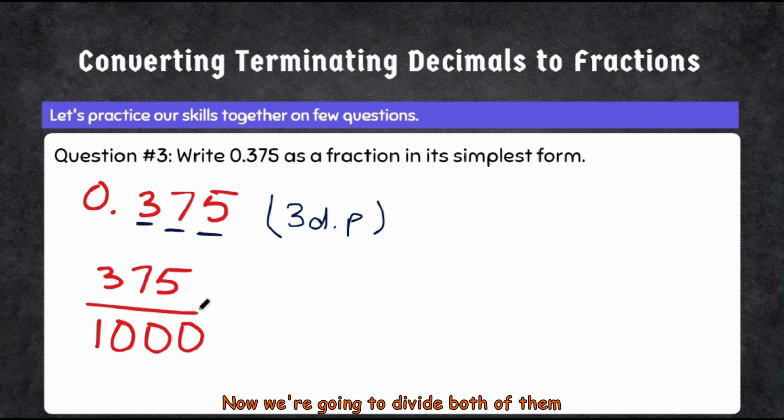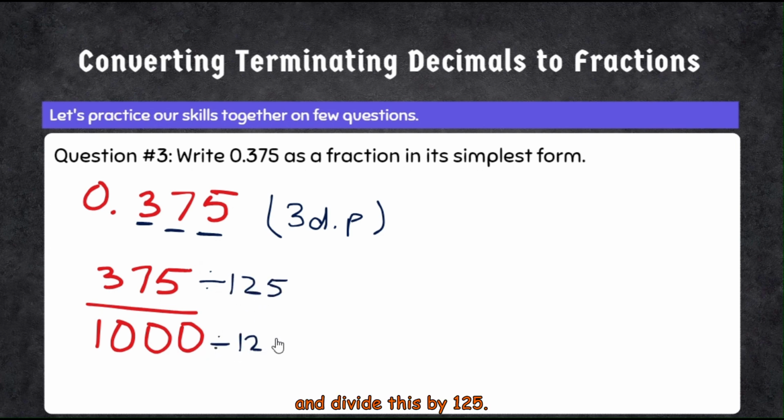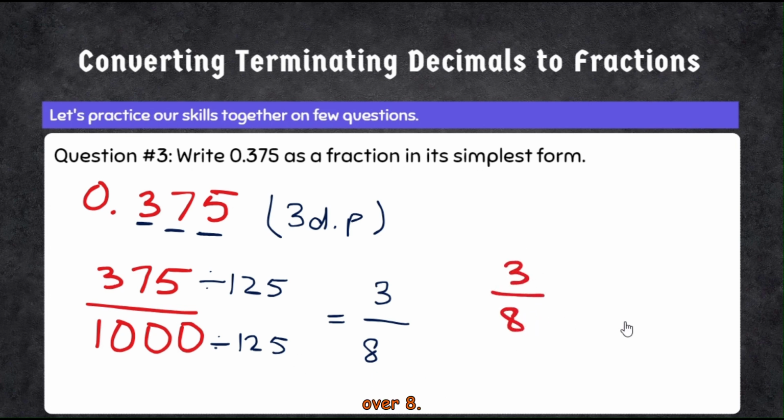Now we're going to divide both of them by 125. So divide this by 125 and divide this by 125. So 375 divided by 125 is equal to 3. And 1000 divided by 125 is equal to 8. So our simplified fraction is 3/8.